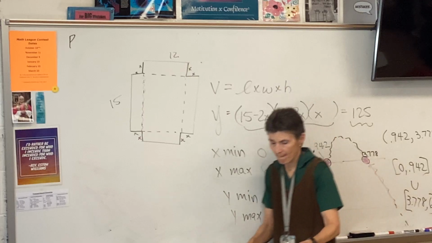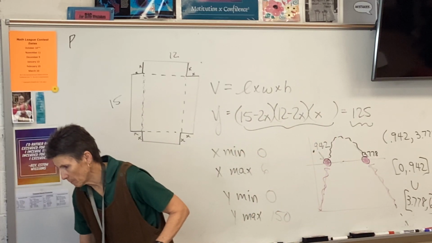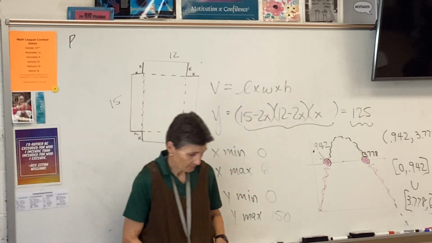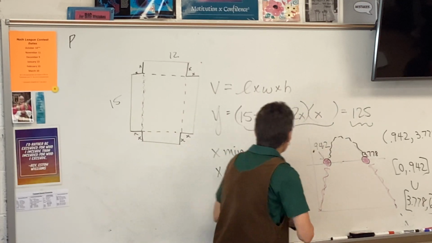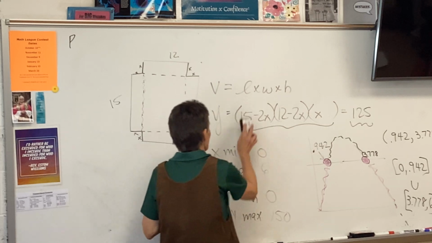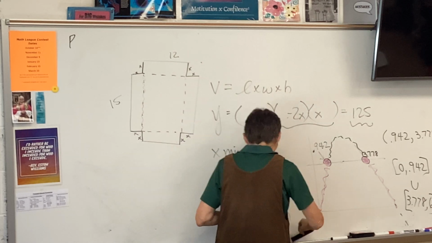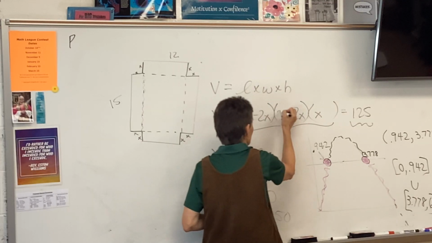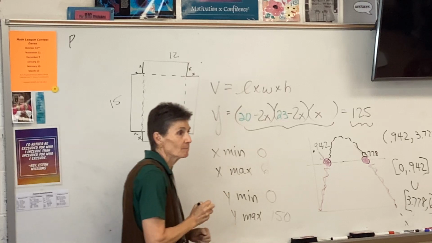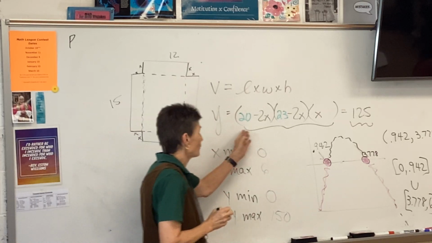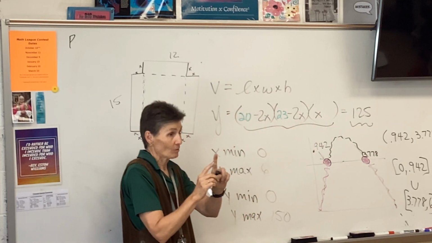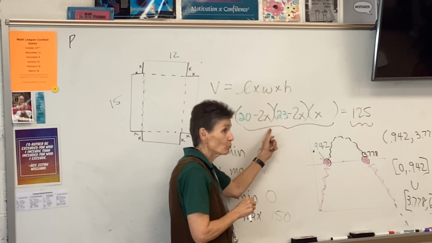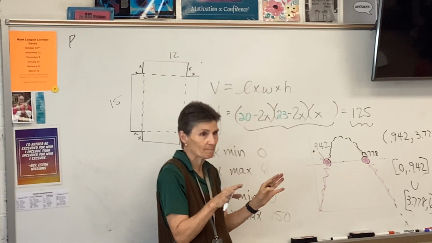All right. Let's see what you came up with. So everything stayed the same except the size of our paper. I hope that for your equation, you get 20 minus 2x and 23 minus 2x times x. And the order of these doesn't matter. However, it has to be 20 minus 2x. It can't be 2x minus 20, that doesn't make sense.